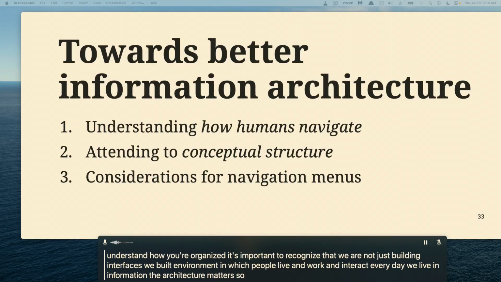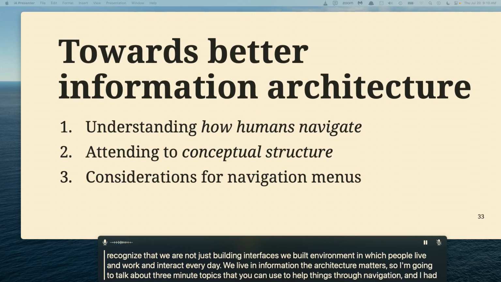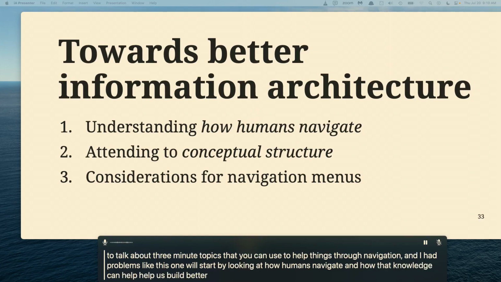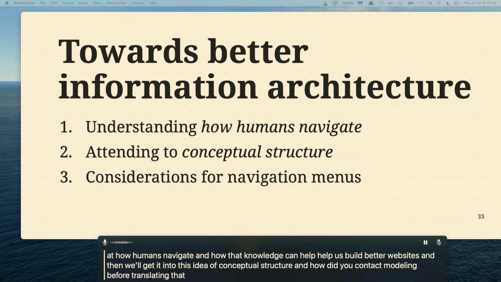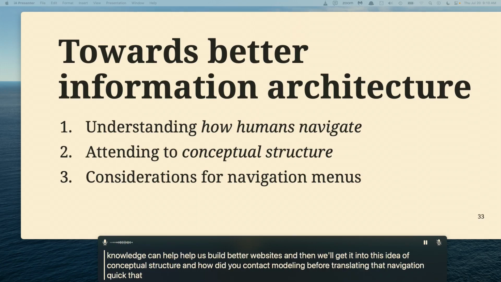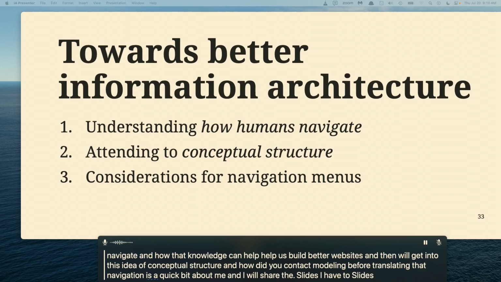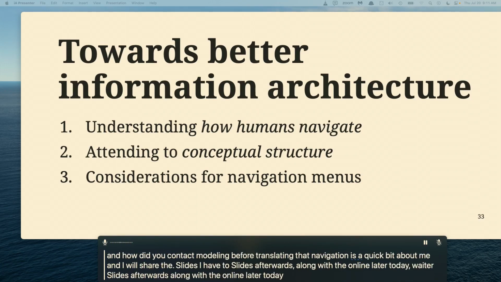So I'm going to talk about three main topics that you can use to help think through navigation and IA problems like this one. We'll start by looking at how humans navigate and how that knowledge can help us build better websites. And then we'll get into this idea of conceptual structure and how to do concept modeling before translating that into navigation design. Oh, and I will share the slides afterwards, along with a resource guide. I'll put that online a little later today.